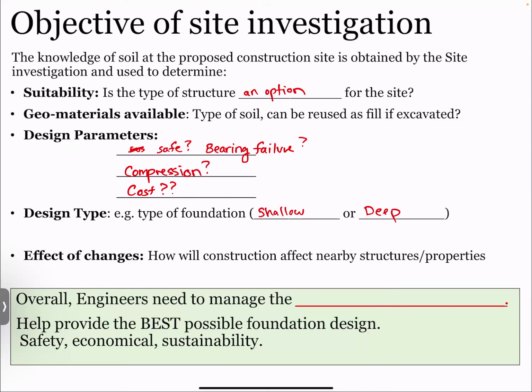Overall, engineers and geotechs in general too, they need to manage the risk, and that's often what we're doing. We're just managing the risk involved. So every project is going to have some amount of risk, and risk can be calculated or determined by a hazard, the potential of this hazard happening, and then the consequence if that hazard occurs. So the risk associated with that.